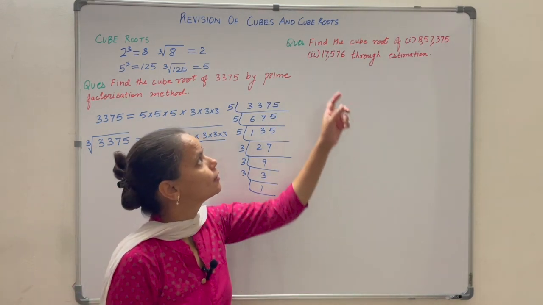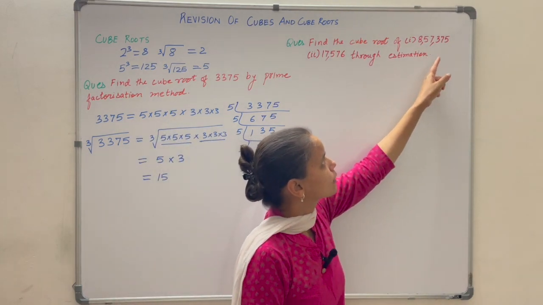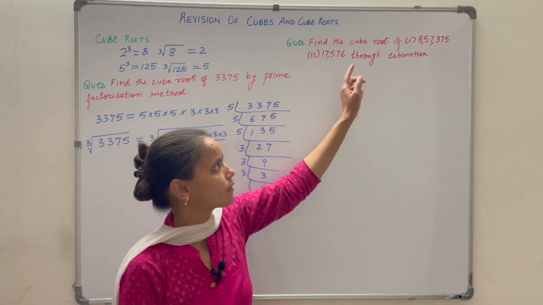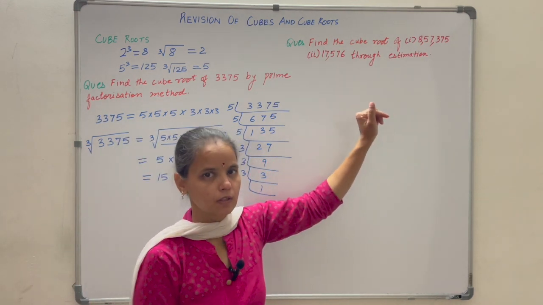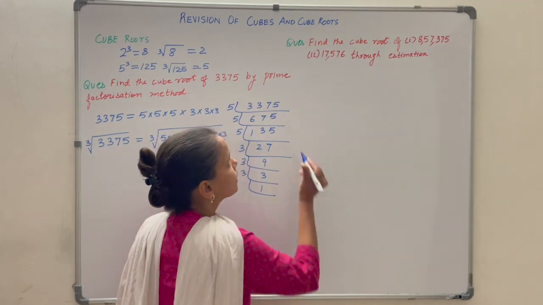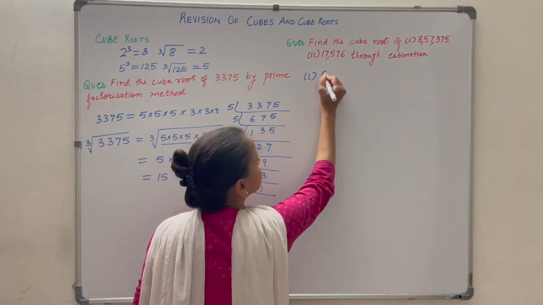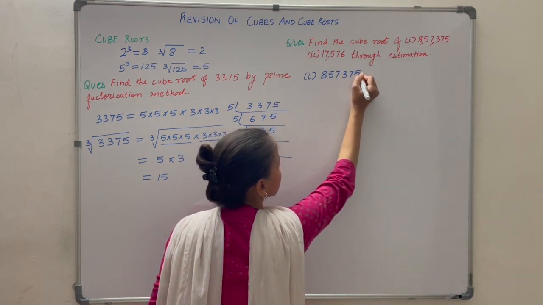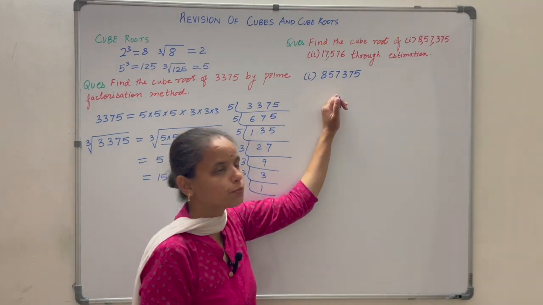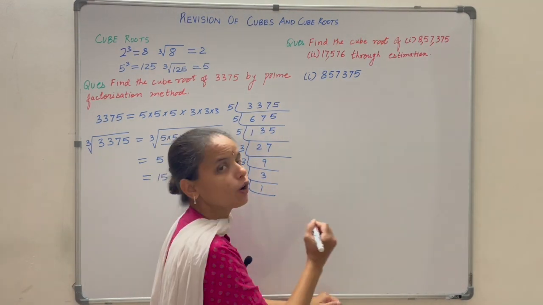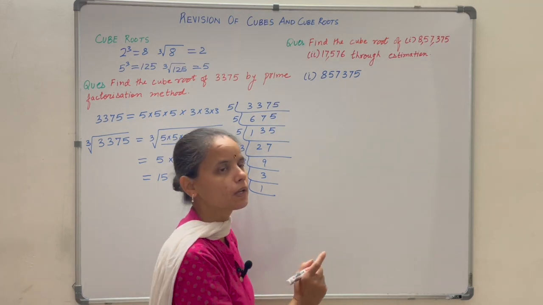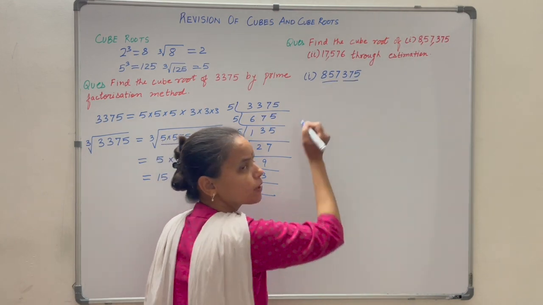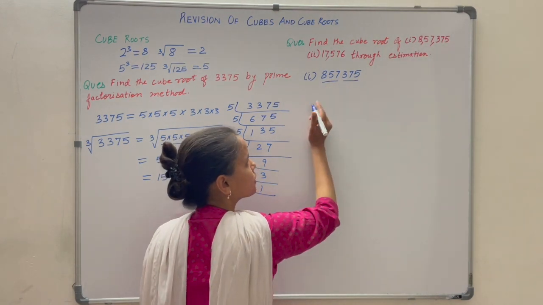Next question. Find the cube root of 8,57,375. Second number is 17,576 through estimation. So let us take that number first. 8,57,375. You need to find out the cube root of this number through estimation. For that, we first form the groups, starting from the ones digit in groups of 3. So we have formed the groups now. This is called the first group. This is your second group.